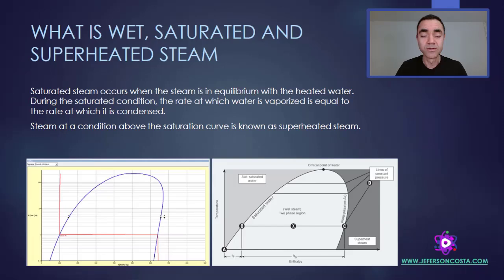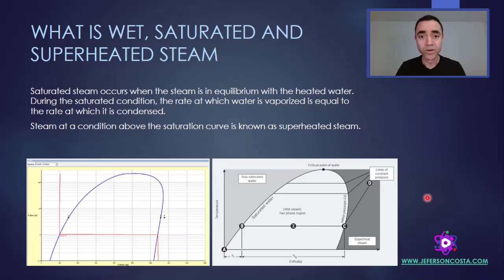Basically, we have the wet steam, that is the two-phase region of the water-vapor equilibrium. We have the saturated steam, that is the point where pressure and temperature lead to the equilibrium of condensation and vaporization of the water. And we have the superheated steam, that is the point above the saturation point.